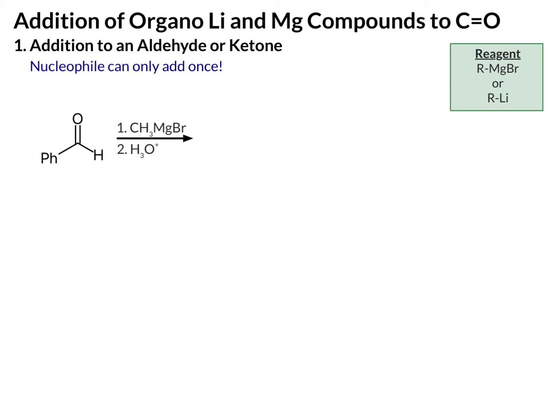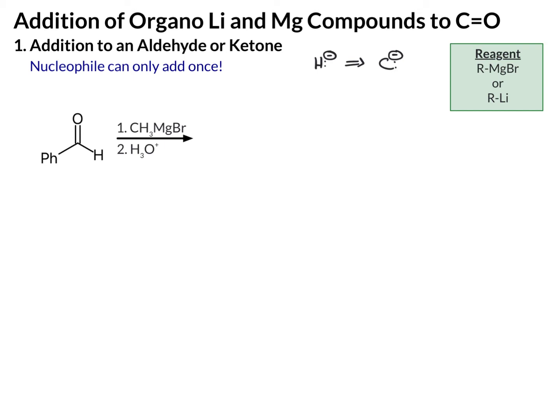Let's see how these organolithium and magnesium compounds can be added to carbonyls. So the good news is you already know the mechanism. We've talked about the mechanism for adding hydride to carbonyls, and this is going to be no different. The only difference is instead of adding H-, you're going to add some carbon minus. But mechanistically, it's identical.